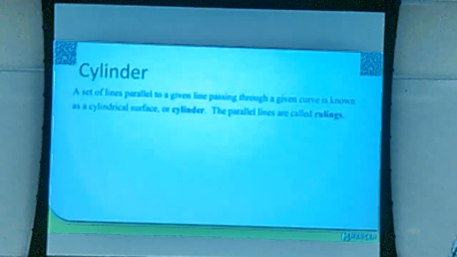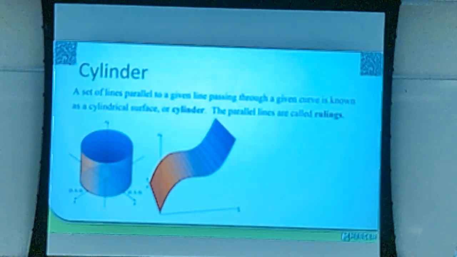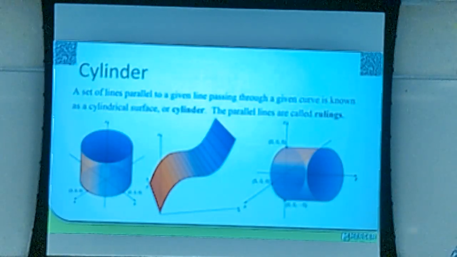In general, this is the definition of a cylinder. It's just a set of parallel lines passing through a given curve. So there's our typical cylinder, the right circular cylinder. However, that's also a cylinder. That's just a cylinder turned on its side. Again, that's pretty typical.